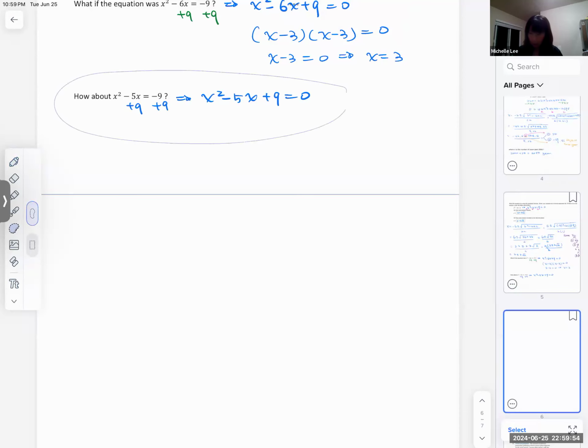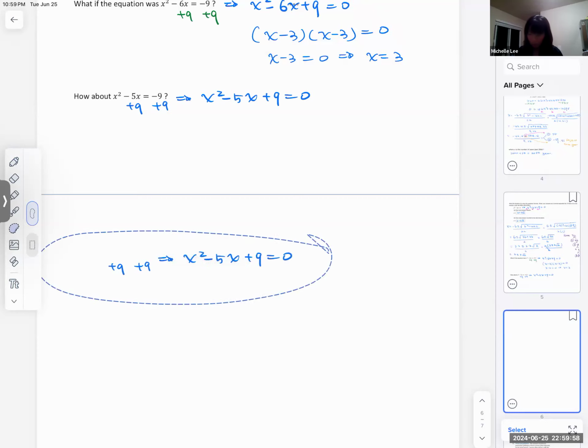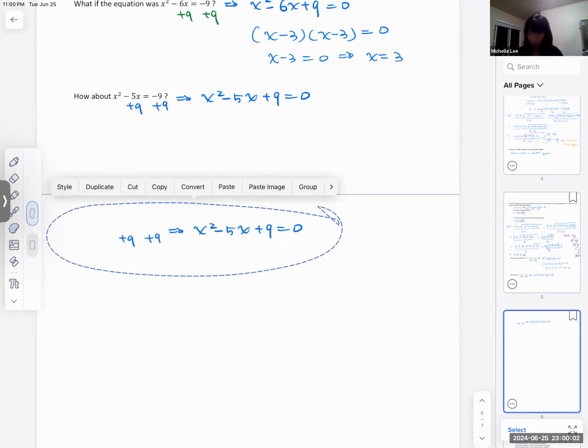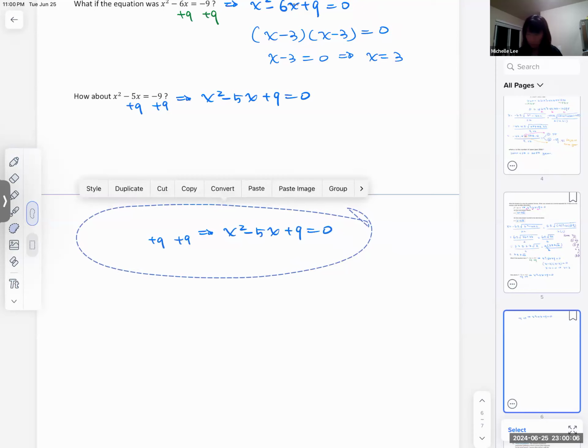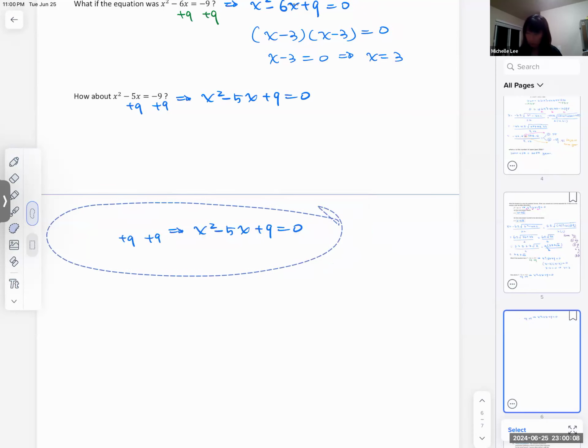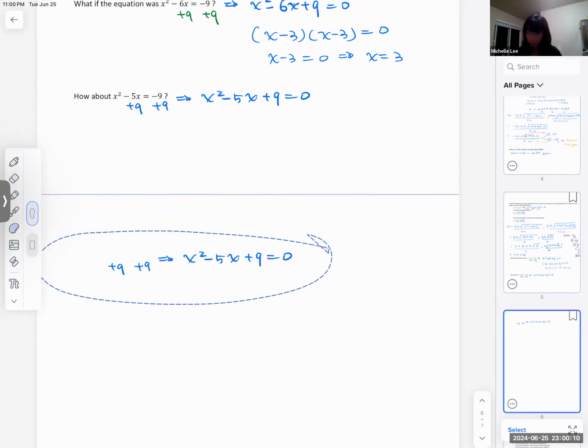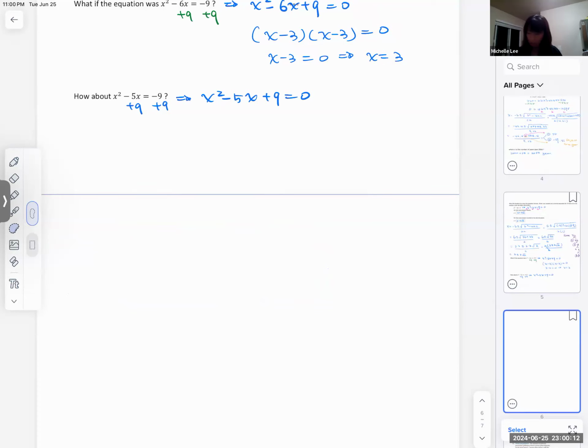Can I use a copy? Okay, I cannot copy. Okay, how about, oh, how about this one? Only this one then, because I cannot copy everything.